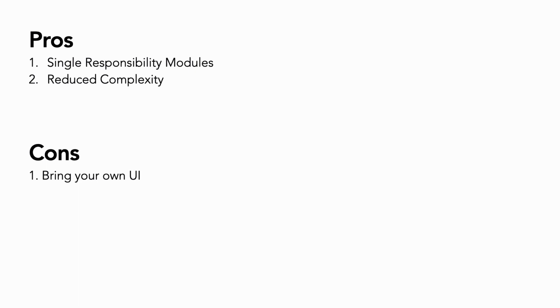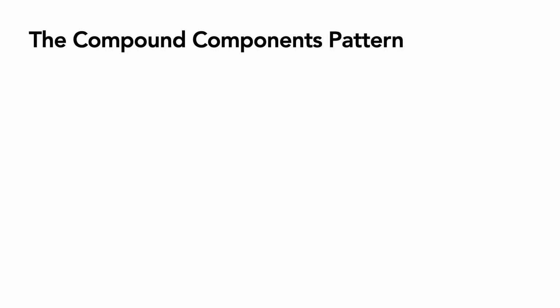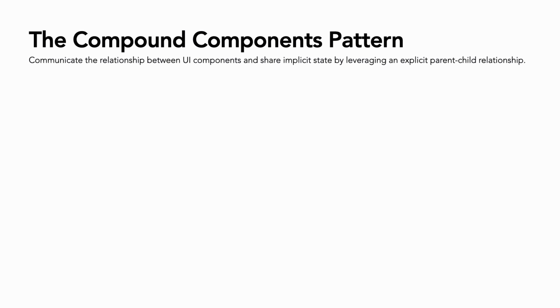Now let's go further and see a more interesting pattern, and this is the compound components pattern. Now this is pretty simple, but very exquisite in its own way, because it lets you explore the relationship between UI components as parent-child explicitly, and then within that structure, within that tree, you can go ahead and share implicit state.